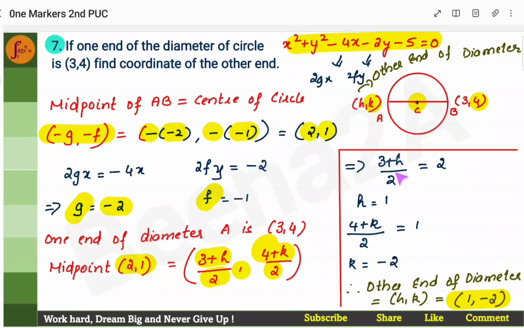Right? Now equate (3 + h)/2 should be equal to 2, and (4 + k)/2 should be equal to 1. Now from these two equations, I'll find the h value and the k value. So what is the other end of the diameter? It's (h, k), whatever values I've obtained here, 1 and minus 2. So this is the coordinate of the other end of the diameter.